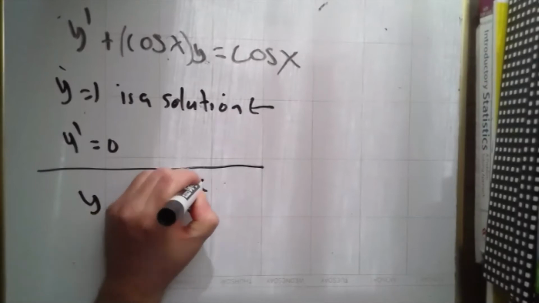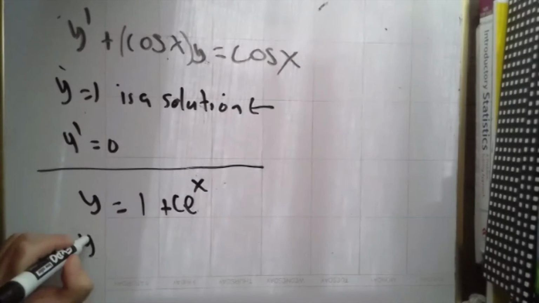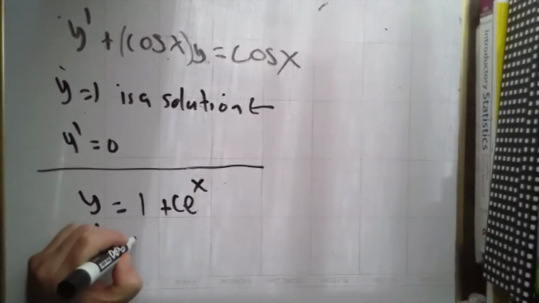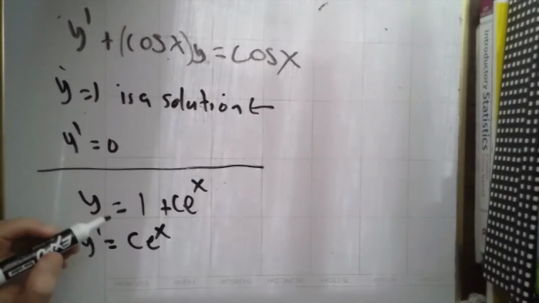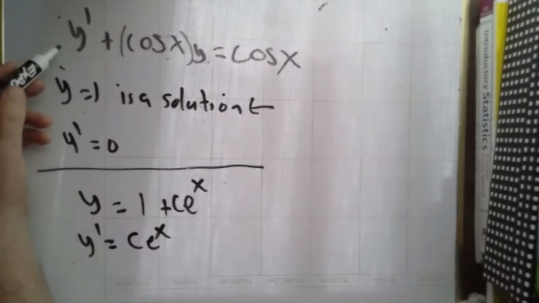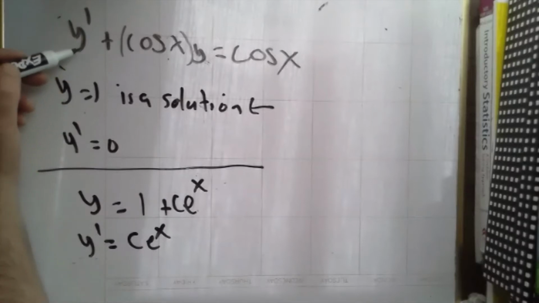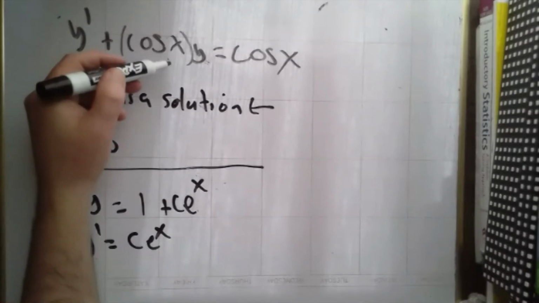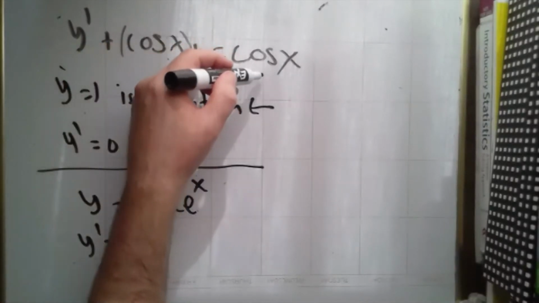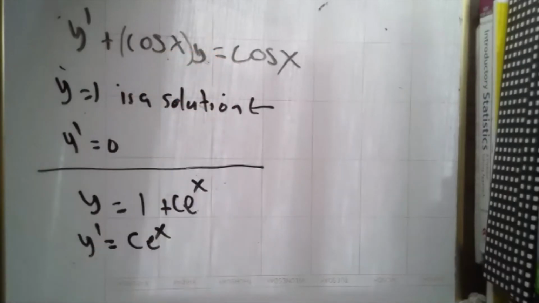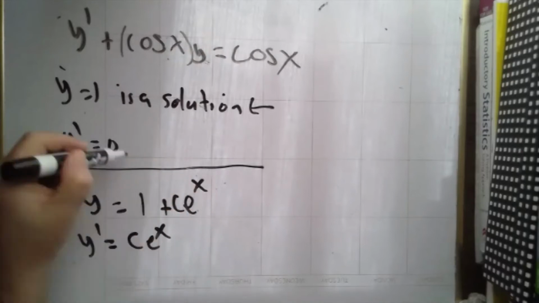Maybe like a constant times e to the x. Then y prime would be c e to the x. And again, it's not going to work out. We're going to have a c e to the x here, a cosine times e to the x here, equal to cosine. There's no way I'm going to get rid of this guy up here.